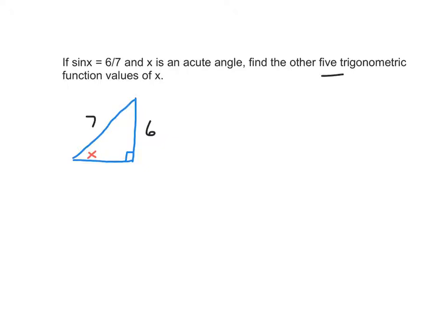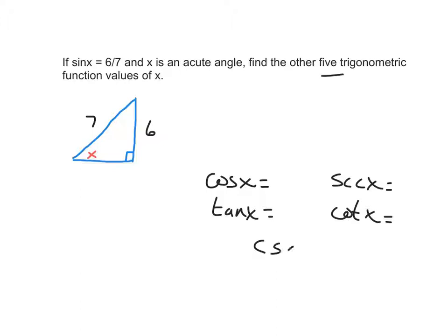So what it wants you to come up with is what is cosine, what is tangent, what is cotangent, what is secant, and of course we need the reciprocal of sine, which is cosecant. Now, one good thing about cosecant, we already know it's 7/6 because it's reciprocal of sine.